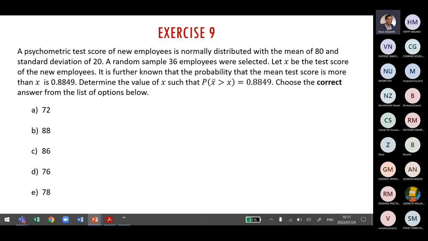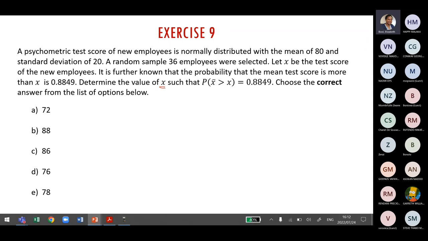A psychometric test score of new employees is normally distributed with a mean of 80, standard deviation of 20. A random sample of 36 employees were selected. Let X be the test score of new employees. It is further known that the probability that the test score is more than X is 0.8849. Determine the value of X such that the probability of the sample mean is more than X of 0.8849. Choose the correct options from below.